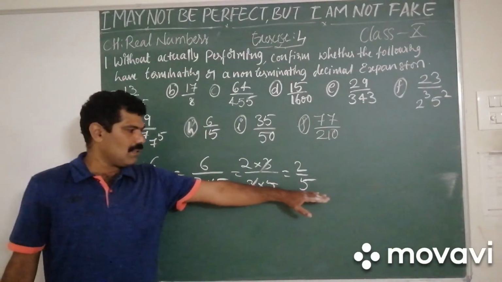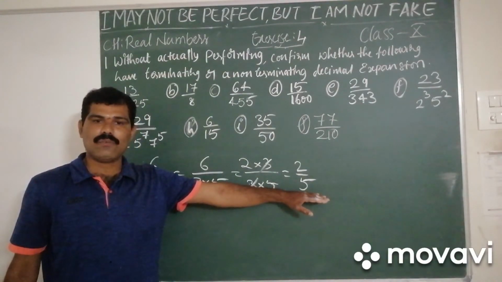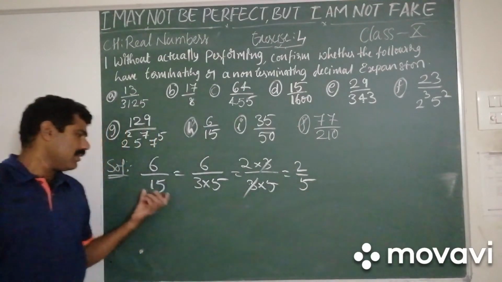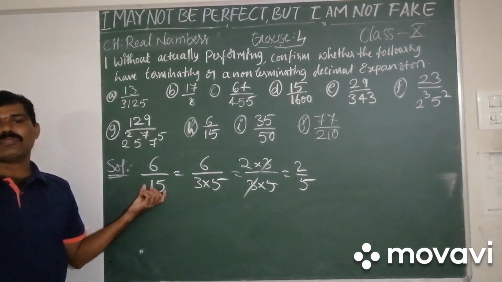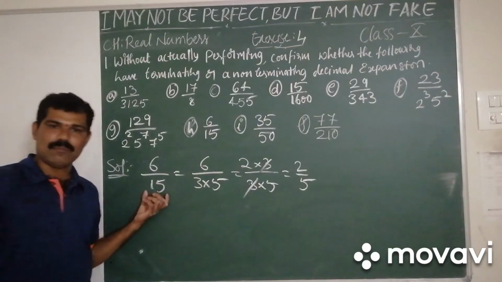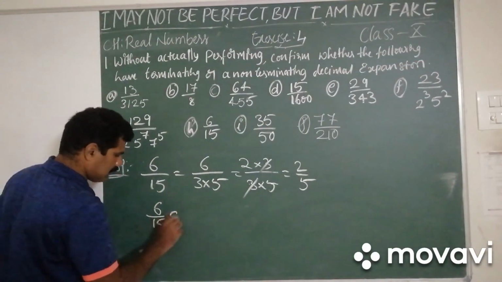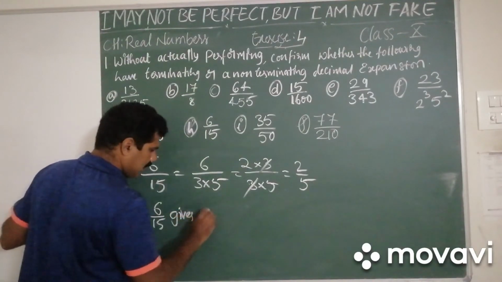So it has only 5. The denominator is in the form of 5 to the power of m. So the given rational number gives a terminating decimal. Okay. So 6 by 15 gives a terminating decimal.